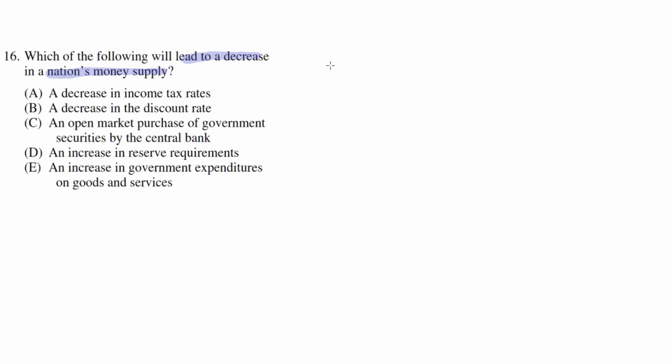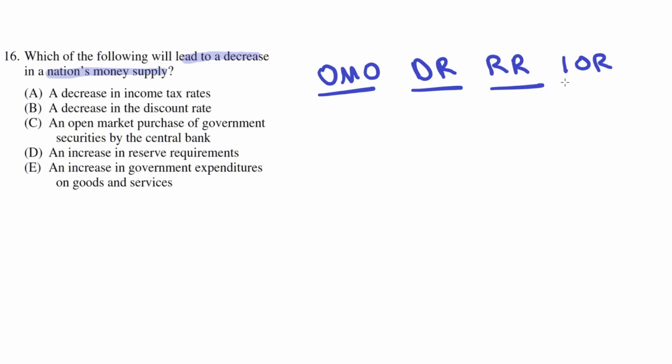These 4 factors are open market operations, or OMO, the discount rate, the reserve requirement, and the interest on reserves. These are the only 4 factors that influence a nation's money supply. Therefore, anything else would not influence the money supply. From this, we can see that A must be incorrect because changing the income tax rates is not one of the 4 tools that the central bank uses to change the money supply. Likewise, E can be eliminated because increasing government expenditures does not change the money supply. Now we have to discuss either B, C, or D.